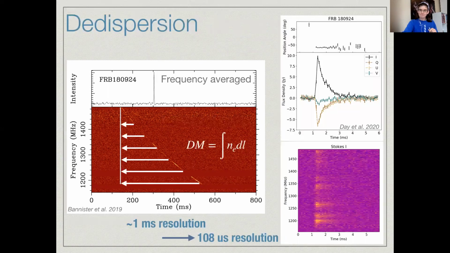So once we've captured the burst and we have its DM, we can de-disperse it, or effectively shift all those frequency chunks over so that they line up nicely. Then we can average over frequency to get the pulse profile in the top panel.